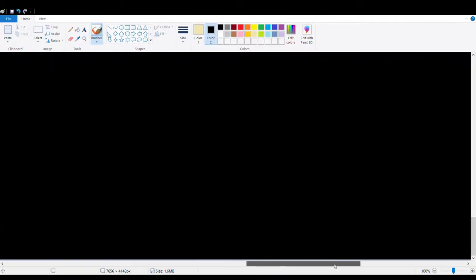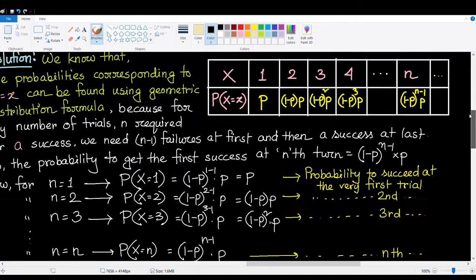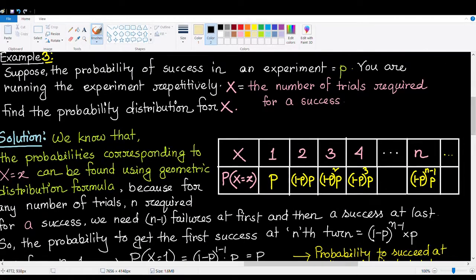This example is on geometric distribution. Suppose the probability of success in an experiment is small p. Again, you are running the experiment repetitively. X equals to the number of trials required. Find the probability distribution for X. Okay, so X is the number of trials required for one success. You have to keep that in mind. It's one success. So therefore, if you get the first success, you will stop trialing.